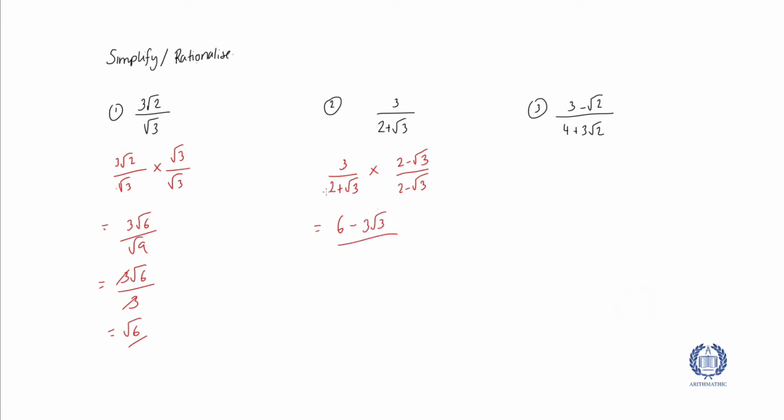Remember, we're going to expand the bracket on the bottom like we did. So we're going to do 2 times 2, which is 4. 2 times minus root 3 is minus 2 root 3. Root 3 times 2 is 2 root 3. And then root 3 times minus root 3 is minus root 9.